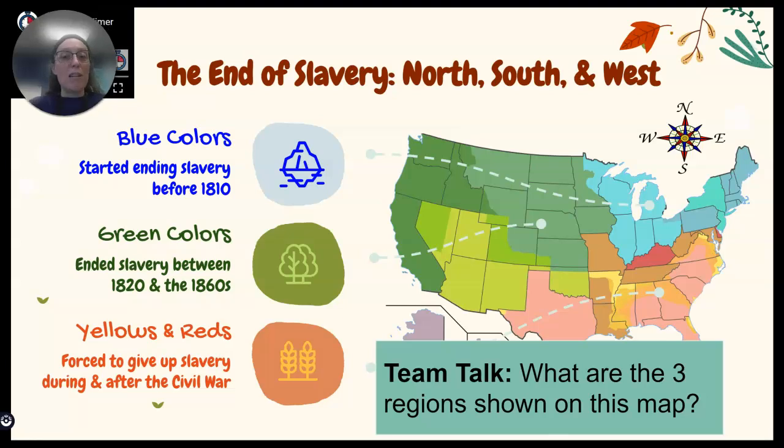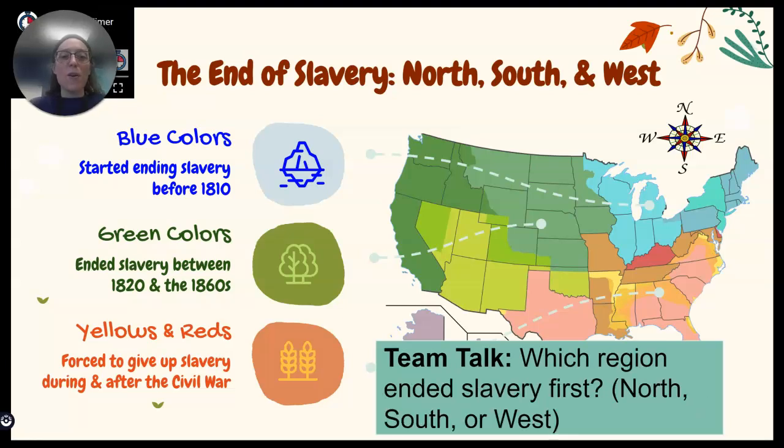So what are the 3 regions shown on this map? Which region ended slavery first? Was it the North, South, or West?